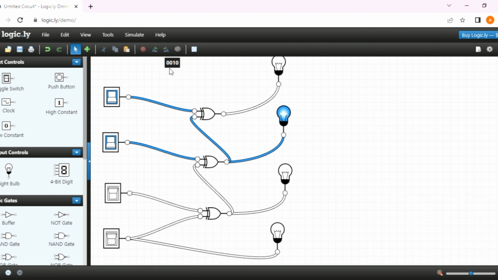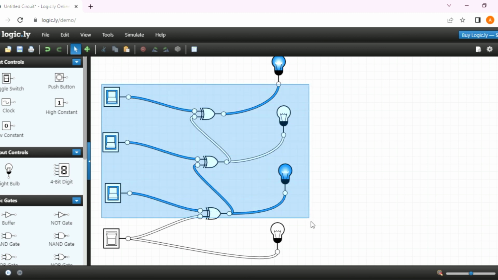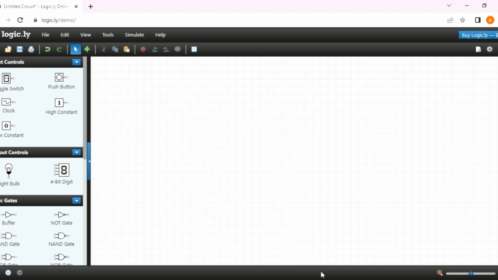So let's check on another input and another output. So let's check on 0 1 1 1. The output should be 0 1 0 1. So this is the circuit of the gray code to binary code converter.